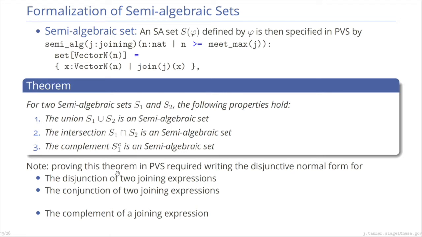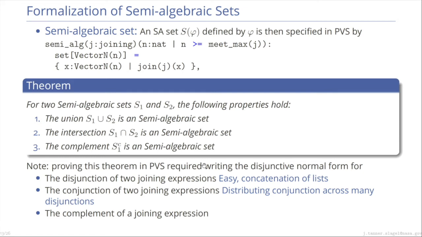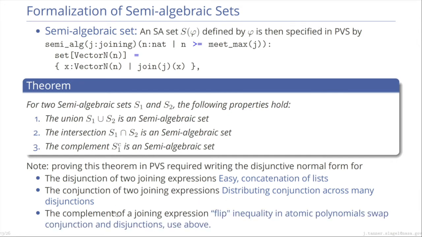So the disjunction of two joining expressions, that's the easy case. All you do is you take two joining expressions and you concatenate those lists and you get one big joining expression. It's already in disjunctive normal form. It is the disjunction of a bunch of conjunctions, so you're done. Now, the conjunction of two joining expressions requires a little more finesse. Because you have two joining expressions, you have to have the ability to distribute a conjunction across many disjunctions.